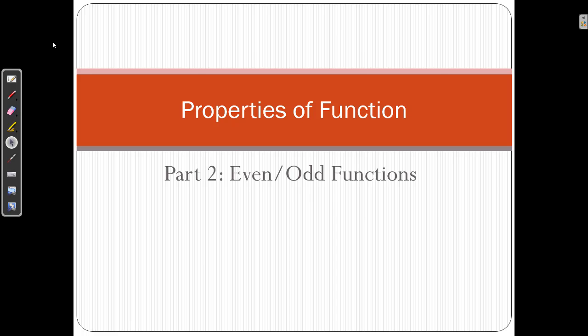We're going to finish off talking about properties of functions. So this will be part 2. We're going to talk about even and odd functions, although one last thing we're going to do right before we go into that is one more thing with maximums and minimums on the calculator.